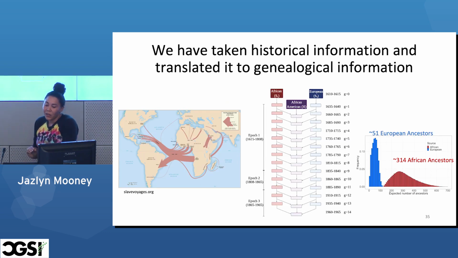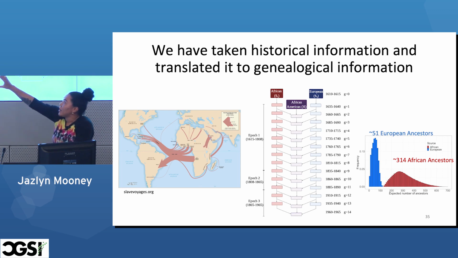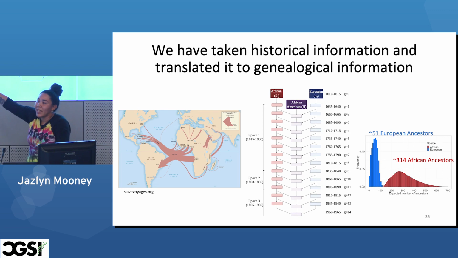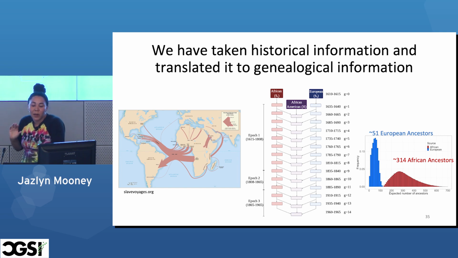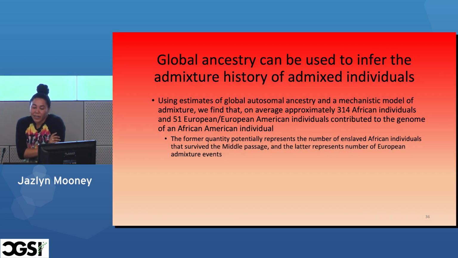So with that, I'll summarize what we've done here, right? We've taken information that we have about the transatlantic slave trade and demography. We've incorporated it into our model, and with our model, we're actually able to estimate the number of European American ancestors and African ancestors that an African American individual can have. And so it's on the level of hundreds for African individuals and tens for Europeans.